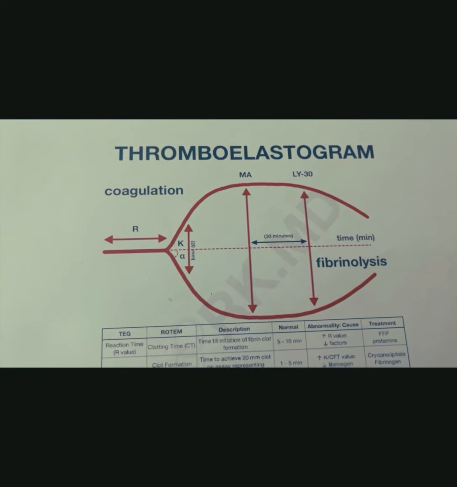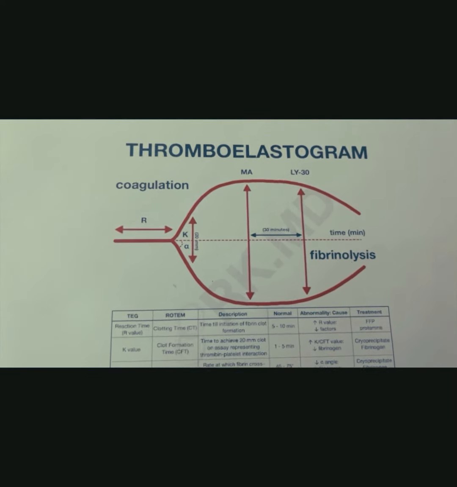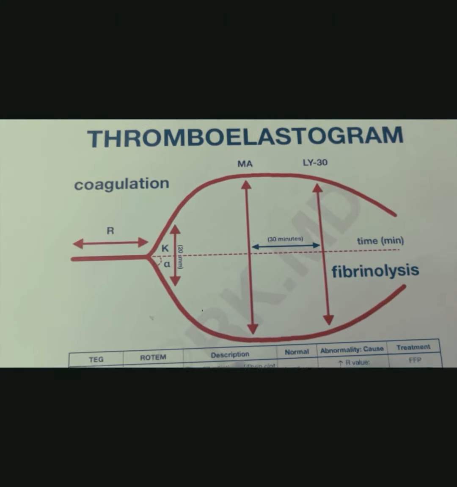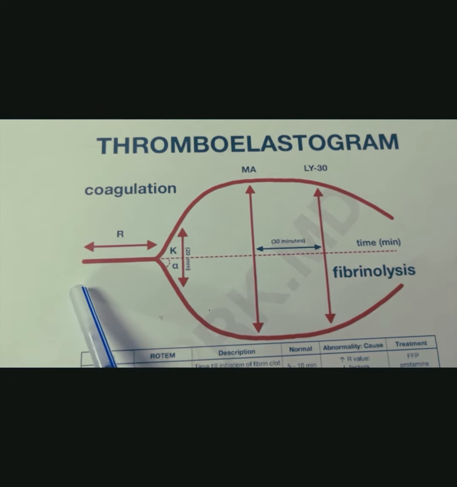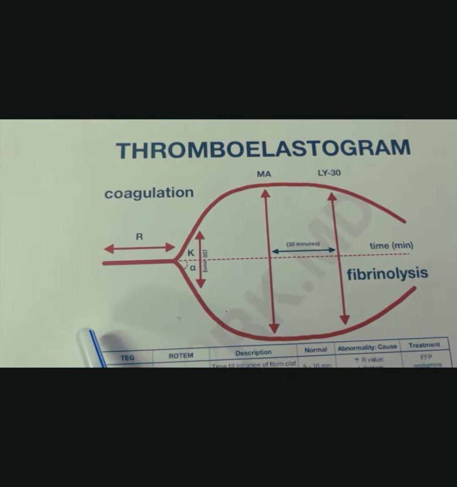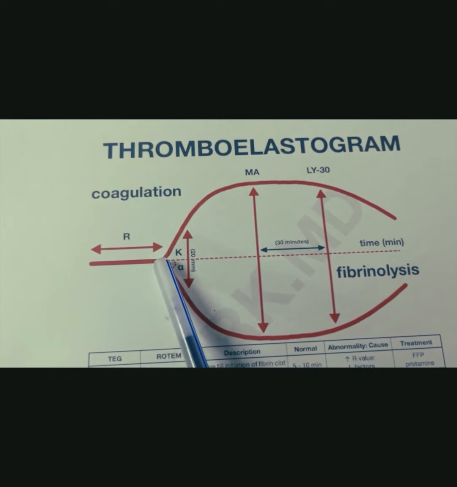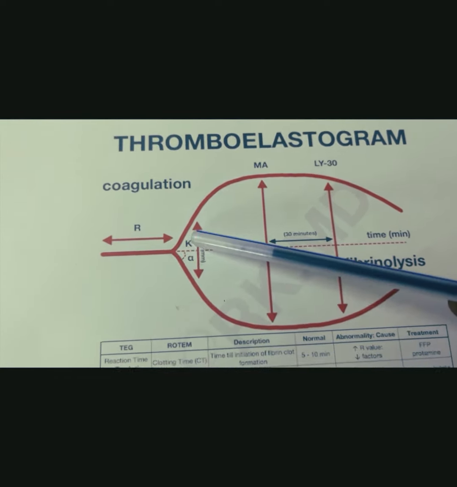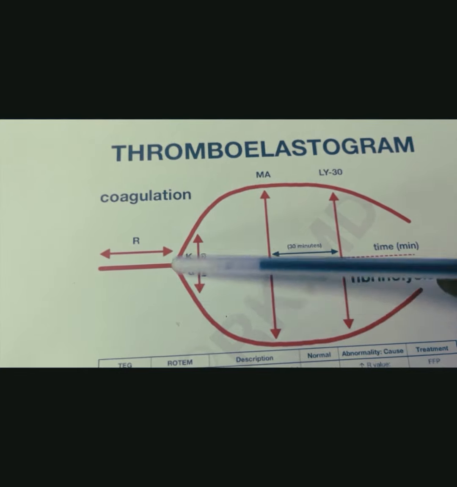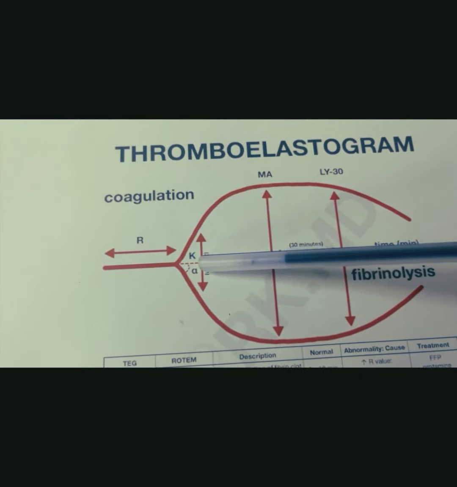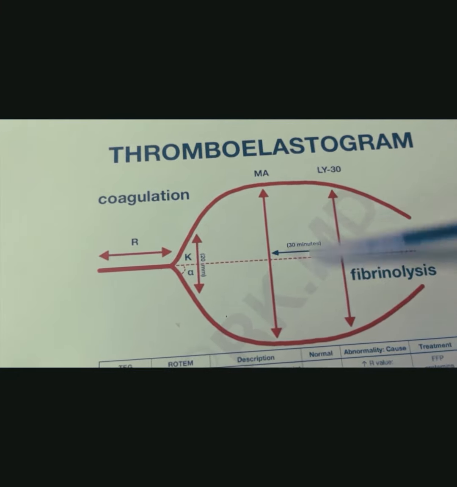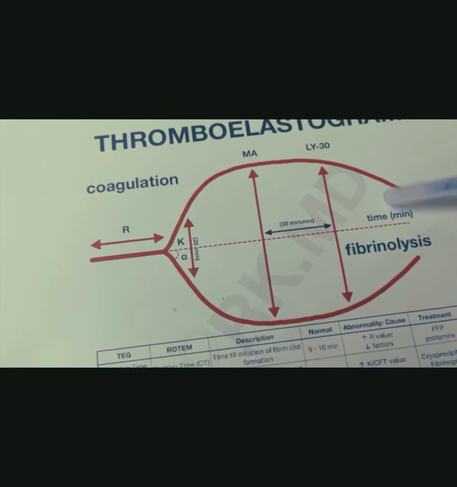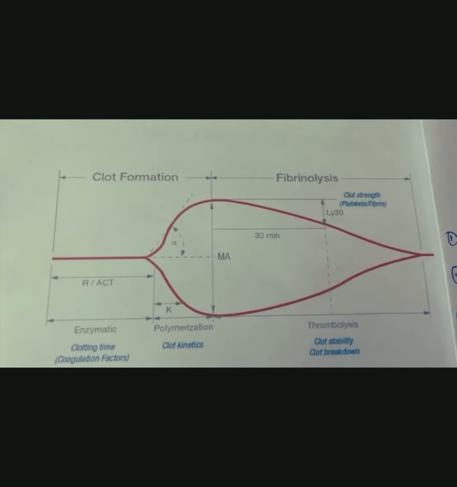Now we are going to see how the graphics are displayed by the computer. This is a normal tracing, and we will see how it is formed. When the machine is switched on and the cup starts oscillating, first a straight line is formed. After 5 to 10 minutes, clotting begins. The pin starts moving and it's recorded here. As I told, the amplitude of the pin motion increases as the clot grows stronger, and amplitude decreases as fibrinolysis begins and the pin begins to slip.